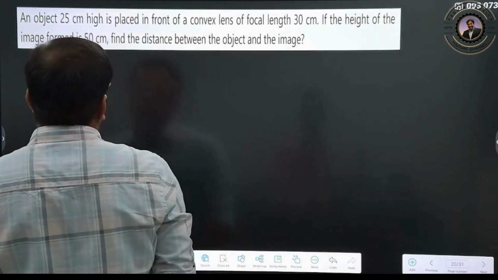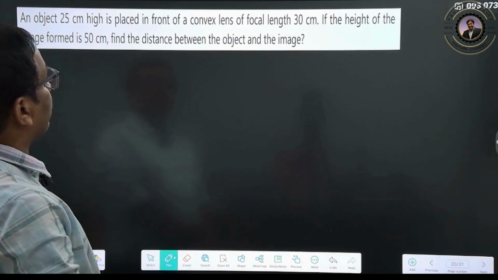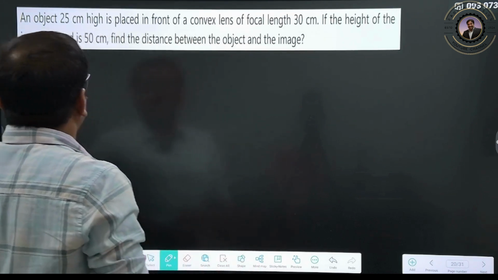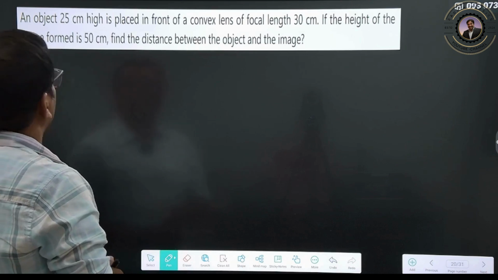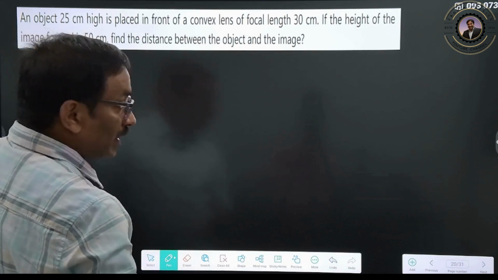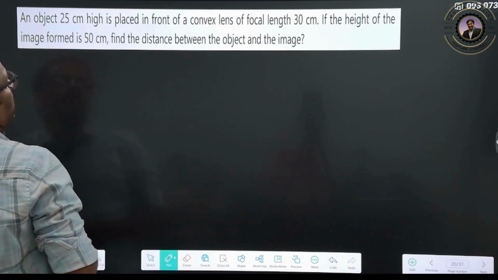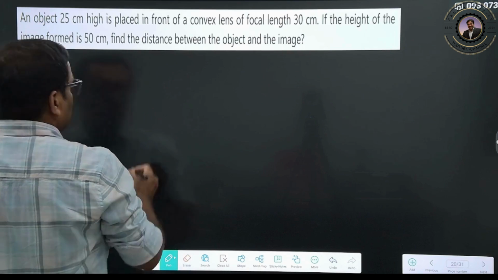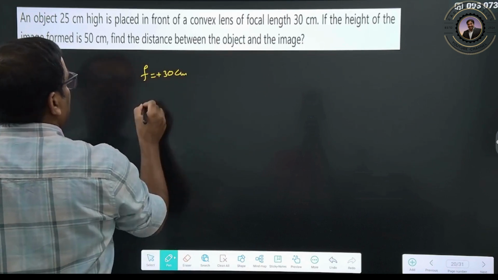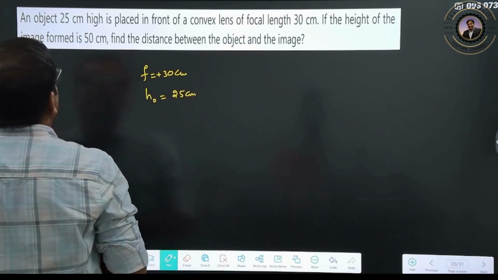An object of 25 centimeter height is placed in front of a convex lens of focal length 30 centimeter. If the height of the image formed is 50 centimeter, find the distance between the object and the image. So what is given now? Object of 25 centimeters high is placed. Focal length is given, 30 centimeter. Height of the object is given, 25 centimeter.